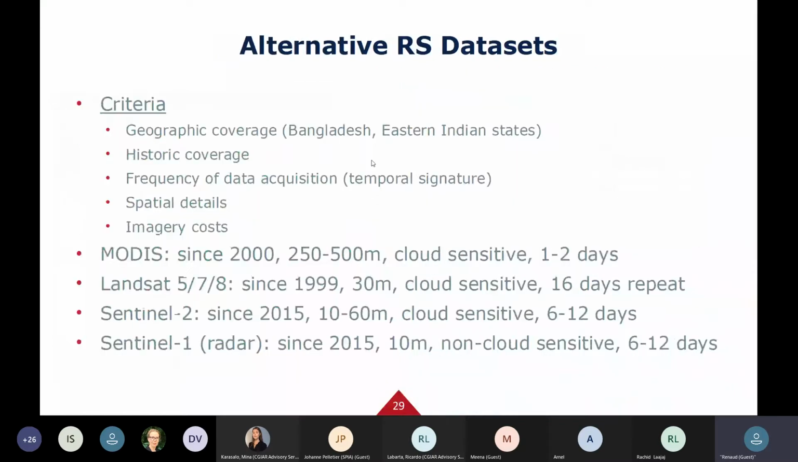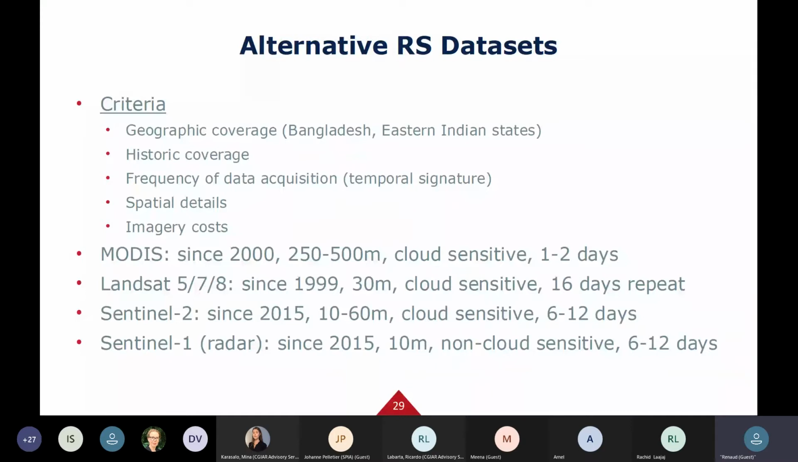Okay, big question, alternative remote sensing data sets. Obviously, in the proposal we mentioned Landsat, and that's an important point that we've been thinking about quite a bit. Ultimately, the criteria that we needed to use to decide on which data we would rely on were the ones listed there. So large geographic coverage, Bangladesh and Eastern Indian states, large historic coverage, frequency of data acquisition, as I mentioned, to be able to build a temporal signature. Spatial detail is important, and also obviously imagery cost, so we cannot invest in imagery, so these need to be free. So I basically listed here the different options that we had.